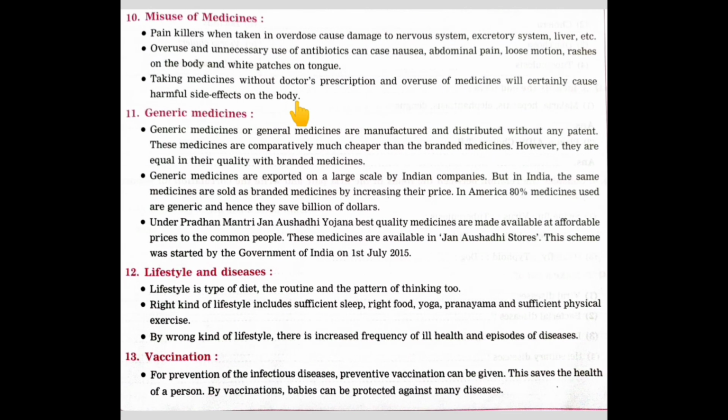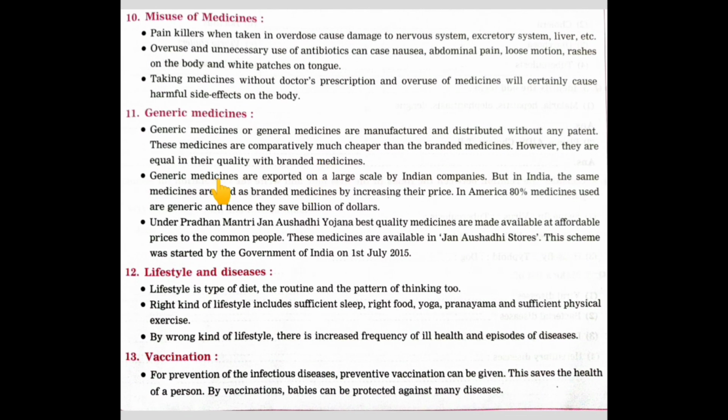Then generic medicines. Generic medicines are manufactured and distributed without any patent. Means the medicines which do not have any patent are called generic medicines. These medicines are comparatively much cheaper than branded medicines, meaning those from branded companies like Cipla, etc. However, they are equal in quality to branded medicines.